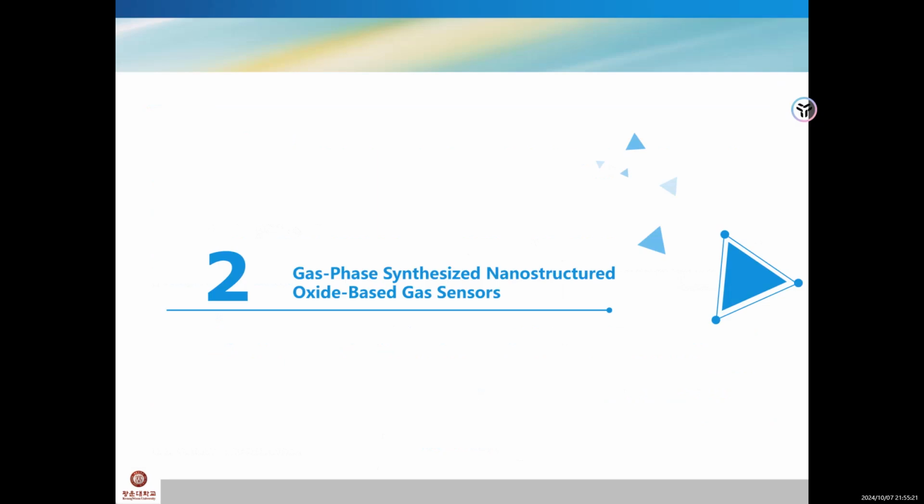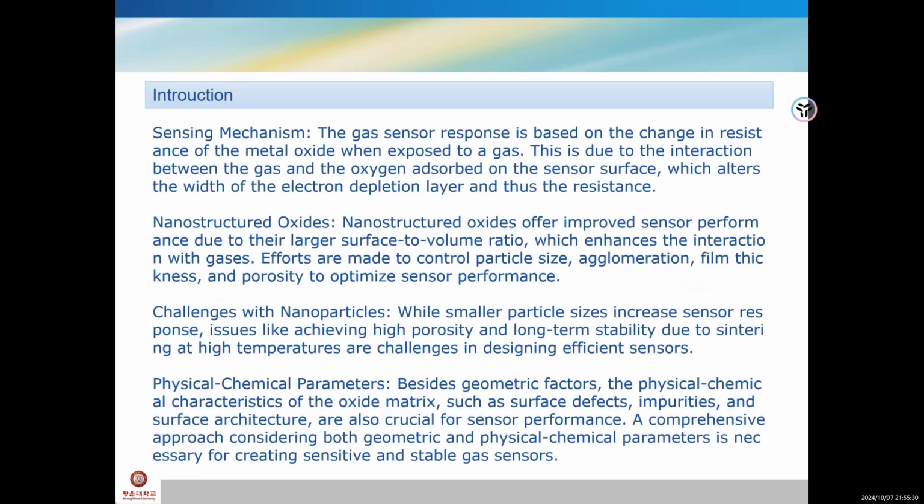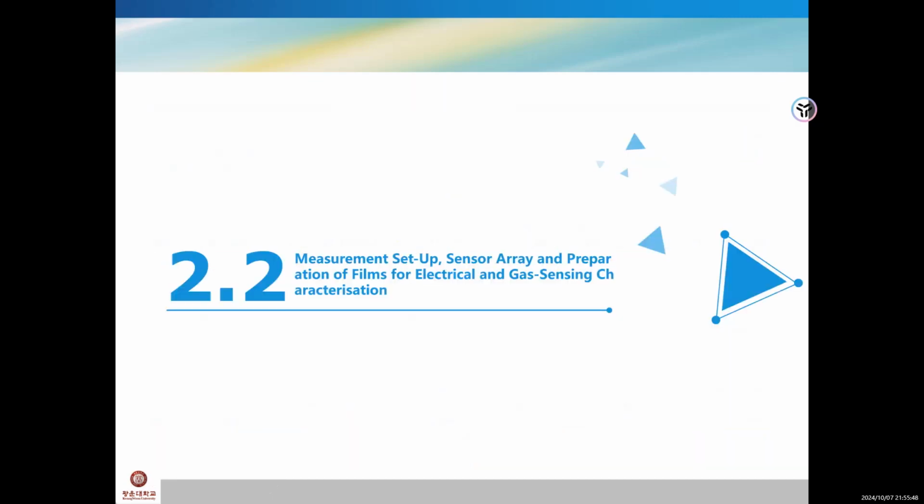So 2, gas phase synthesis nanostructure oxide-based gas sensors. Introduction. There are 4 points: sensing mechanism, nanostructured oxides, challenges with nanoparticles, physical chemical parameters. Point 2, measurement setup, sensor array, and preparation of films for electrical and gas sensing characterization.